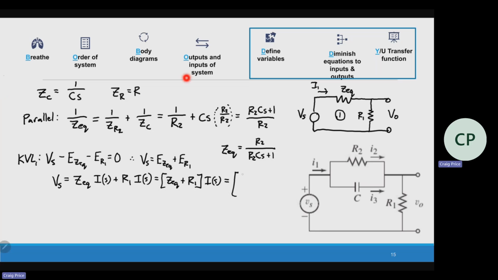So what we end up with is R1, R2, CS plus, and then I have a 1 times R1. We're going to add that over there. So we get R1 plus R2 all over that same denominator.